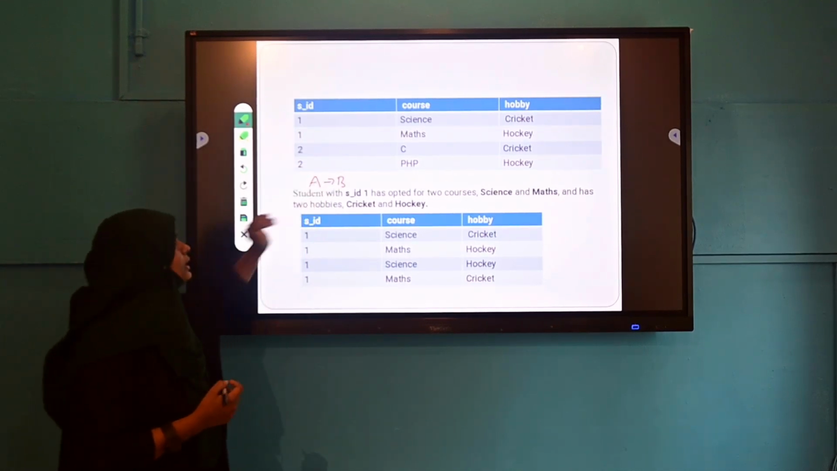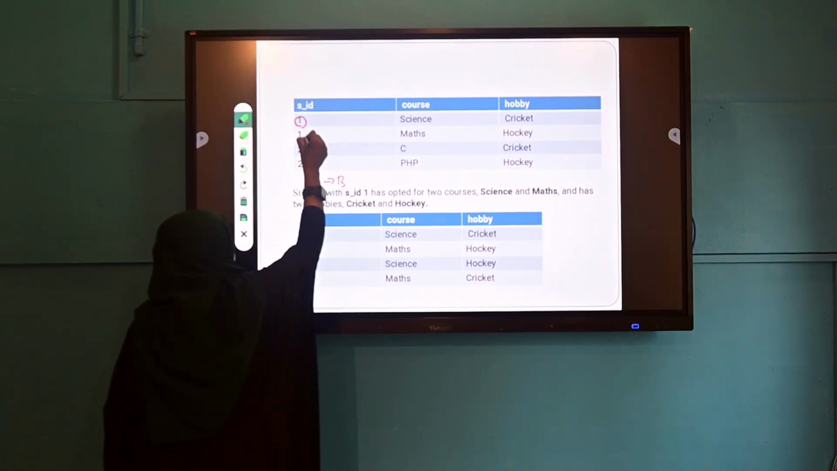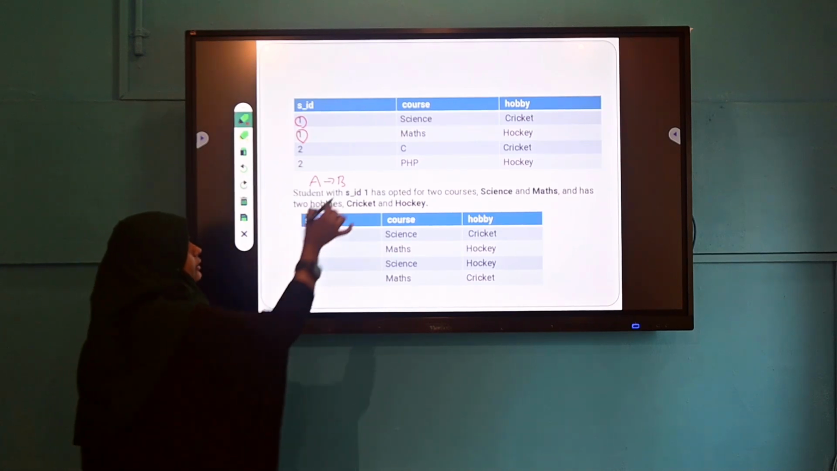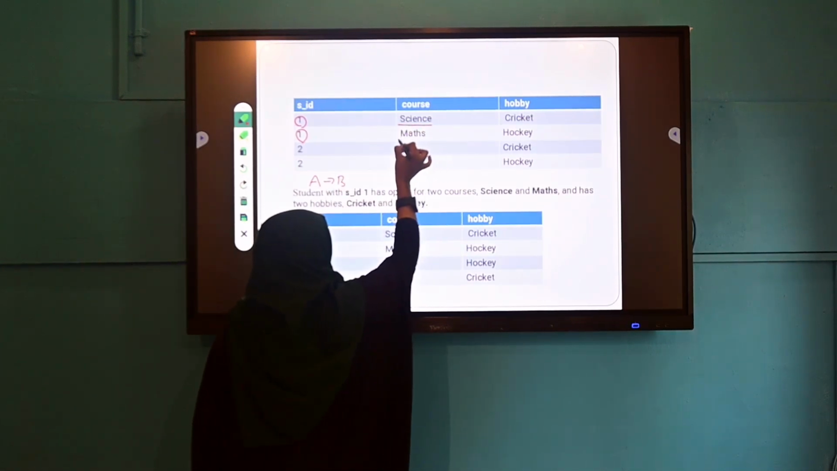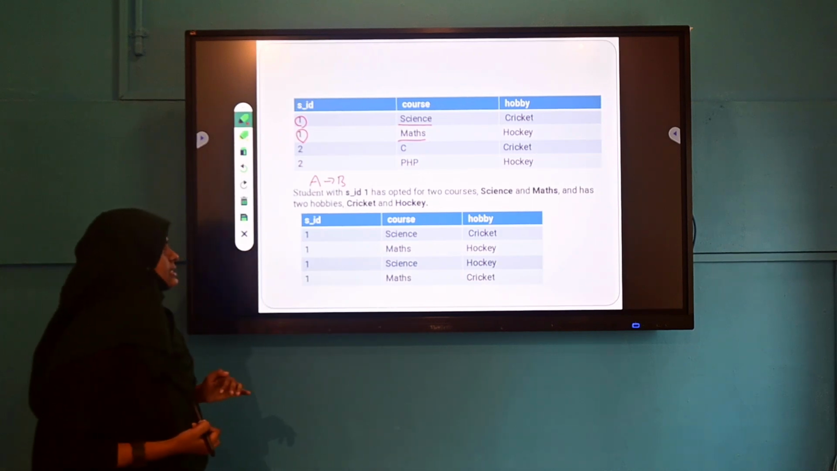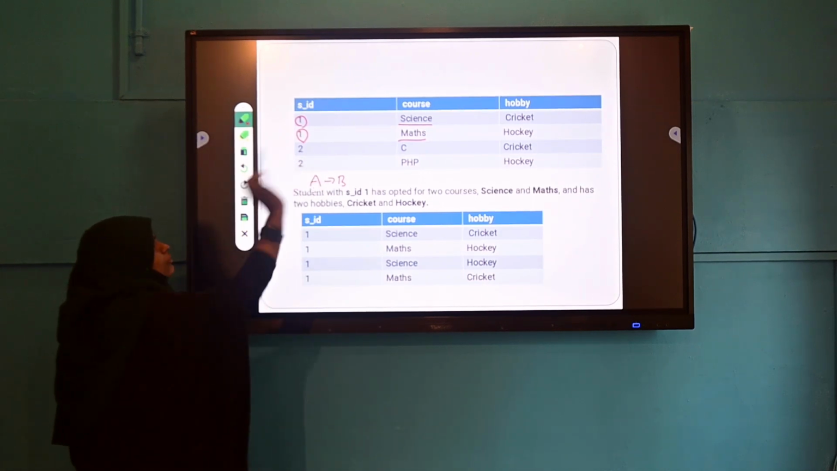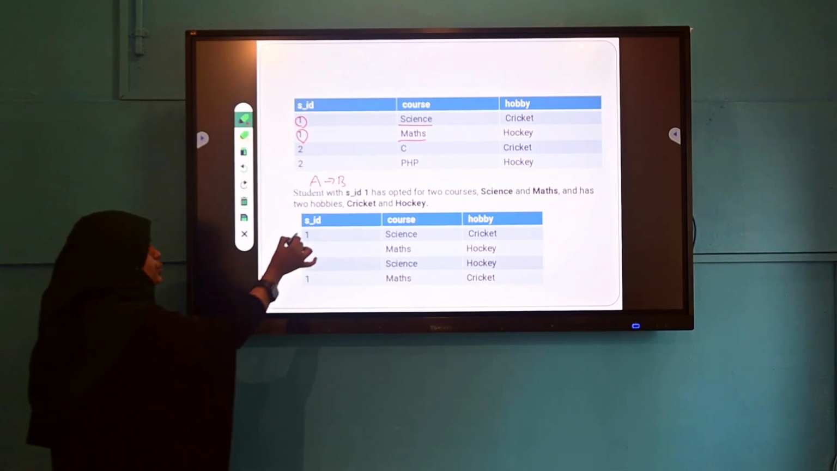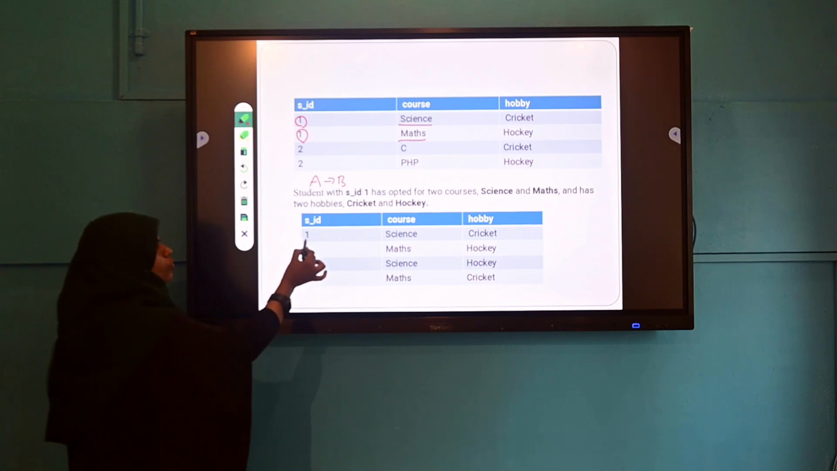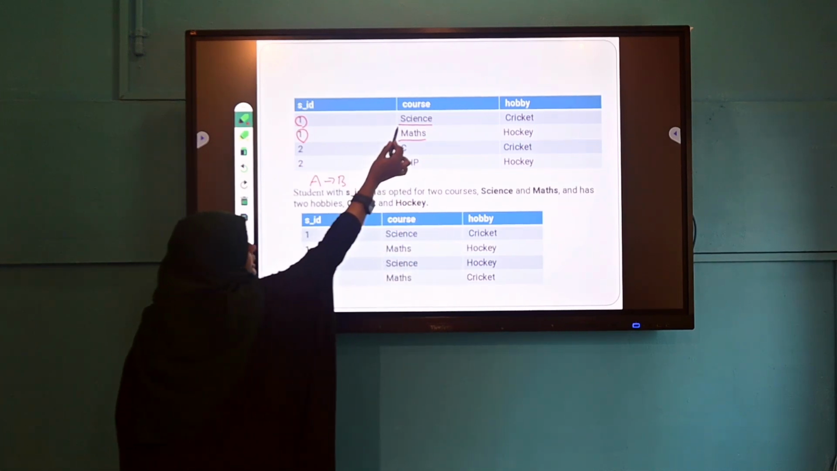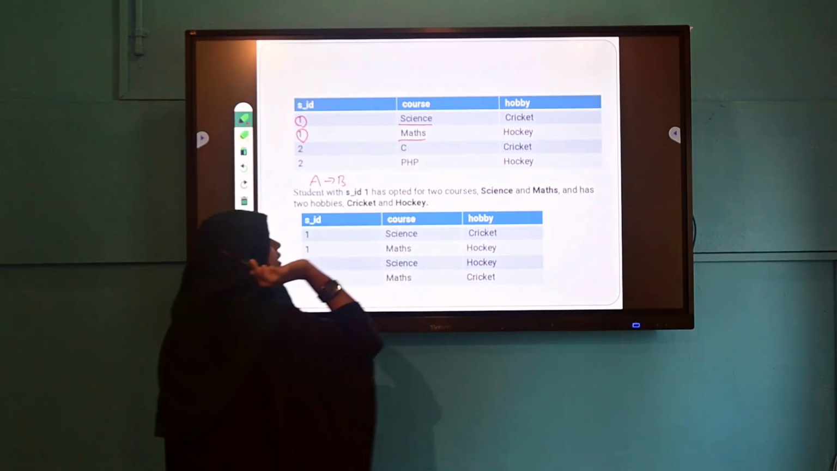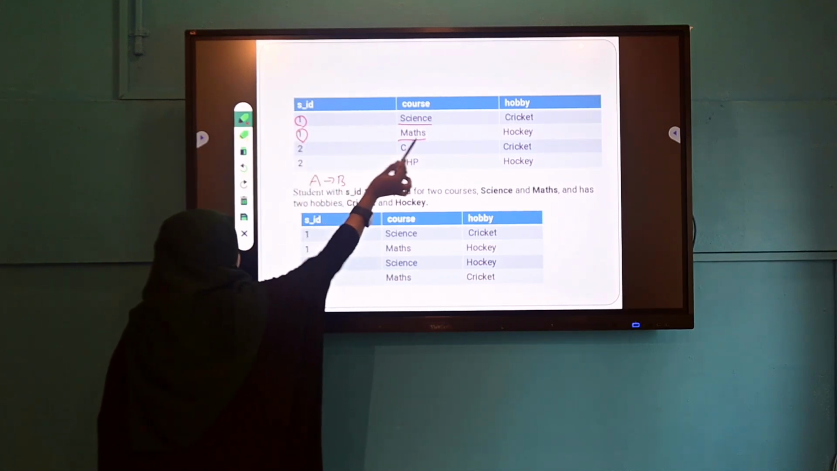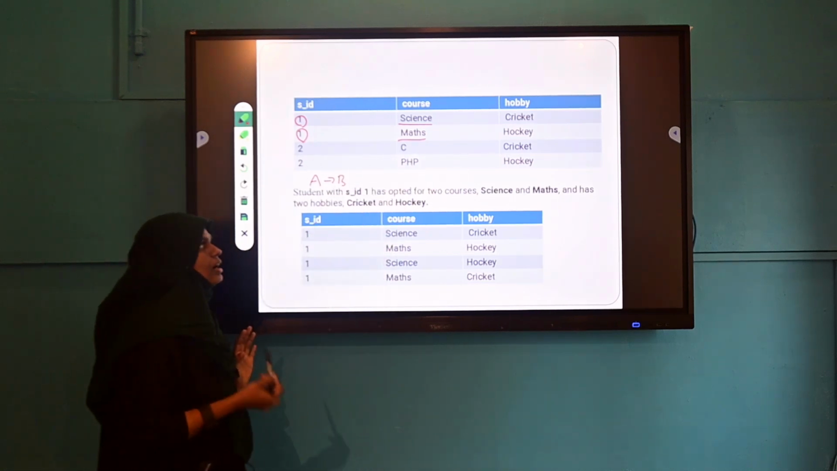In this example, for the single value of 1, in both cases the value of A is 1. Then in the course side, we have 2 different values, science and maths. That means we will have multi-value dependency. By using this, we can derive another table: student ID in all these cases is 1, science, cricket, because for science the hobby is cricket. Then for the next one, we will have maths and the hobby is different, hockey.